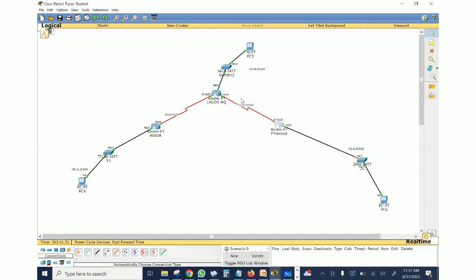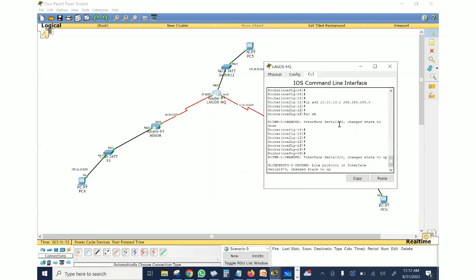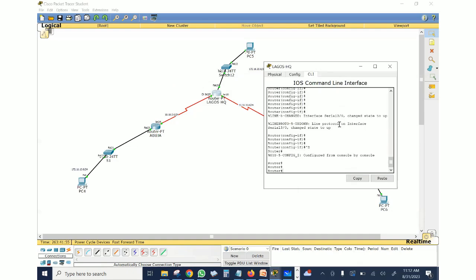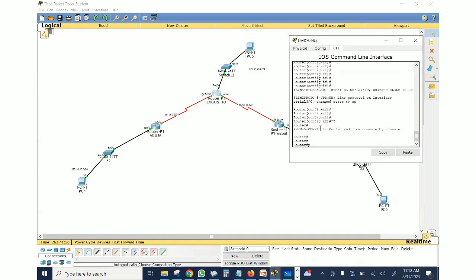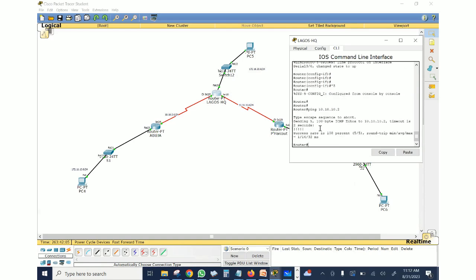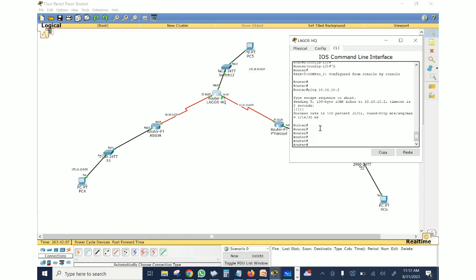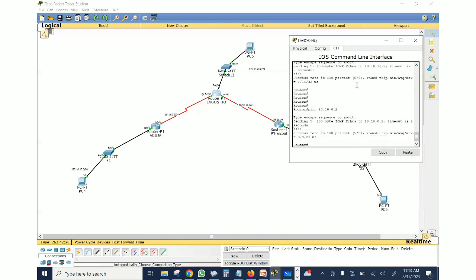Now let's ping from Lagos. Let's ping the Port Harcourt router, 10.10.10.2. It's going. Let's ping the Abuja router from Lagos. Okay, check your connectivity, if they are all reachable, so that you won't be fixing issues later. Okay, it's also reachable.